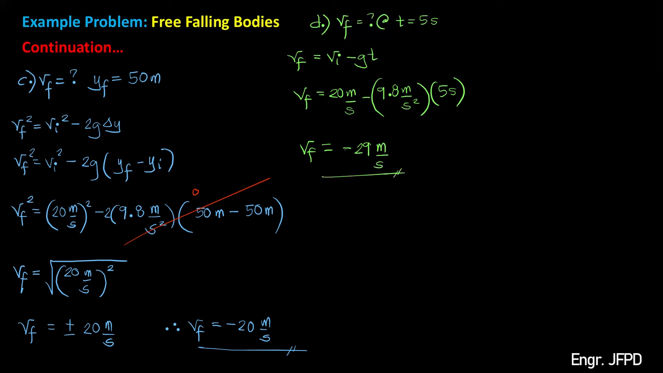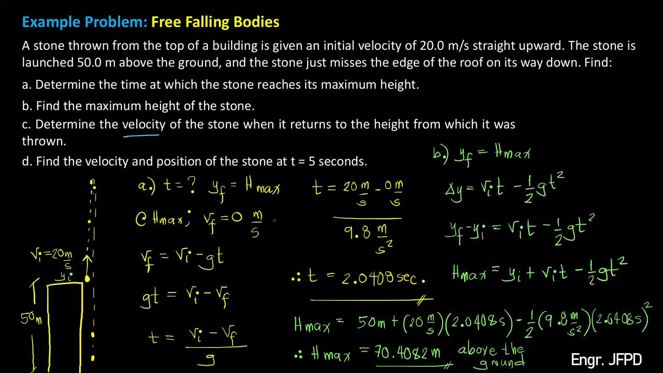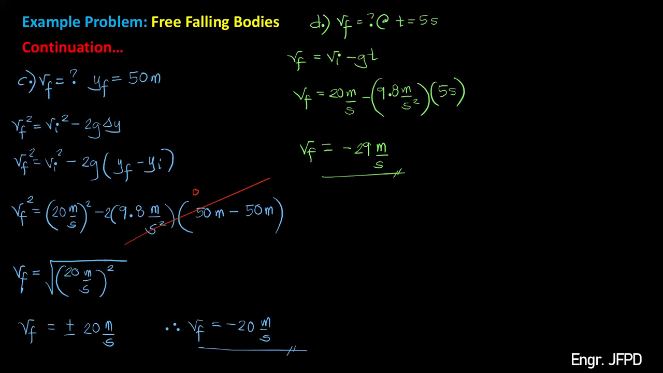And the answer is negative because as we see from our answer in letter A, after 2.0408 seconds, the stone reaches its maximum height. And after this time, of course, the stone now will start to fall. And at a time of 5 seconds, the object now is in the downward motion, and it makes sense that is why it is negative. And for the last follow-up question, we want to solve for the final position of this stone at a time of 5 seconds.